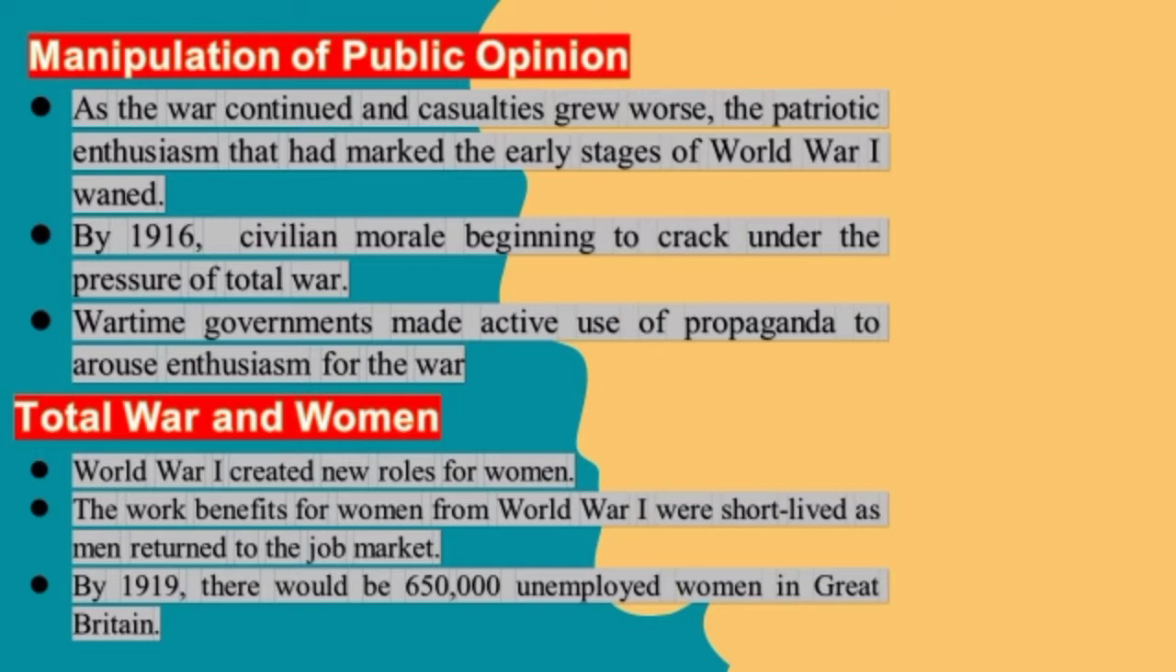The British Parliament, for example, passed the Defence of the Realm Act, or DORA. It allowed the government to arrest protesters as traitors. Newspapers were censored and sometimes their publication was even suspended. Wartime governments made active use of propaganda to arouse enthusiasm for the war.